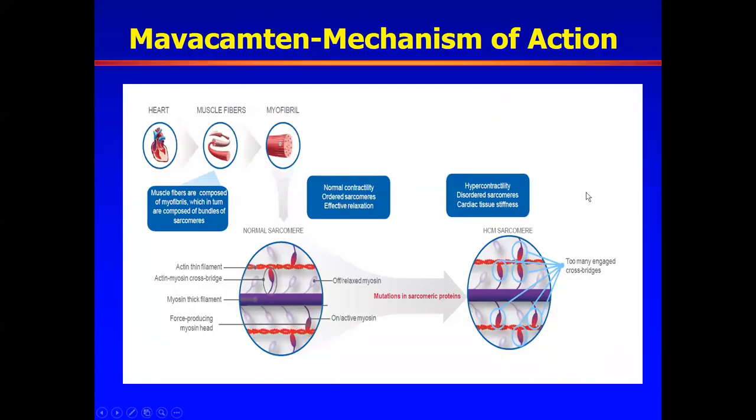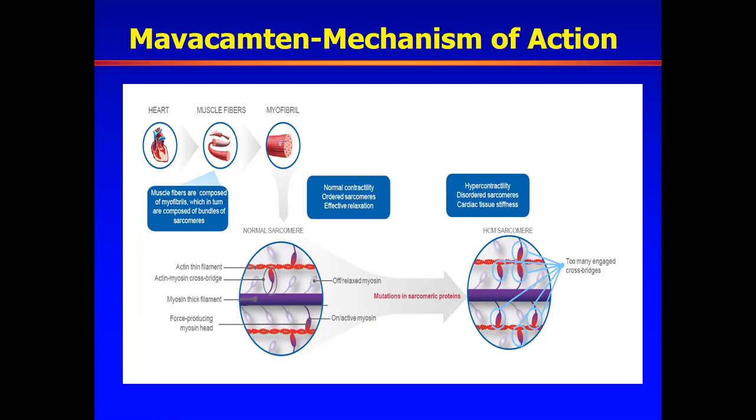In comparison to these studies comes mavacamten. The idea of mavacamten is illustrated on this slide. If you think of actin-myosin interaction, a cross bridge forms, and that leads to production of force. It is thought that patients with hypertrophic cardiomyopathy have a lot of active myosin heads, and so a lot of force, so to speak, more contractility, more obstruction.